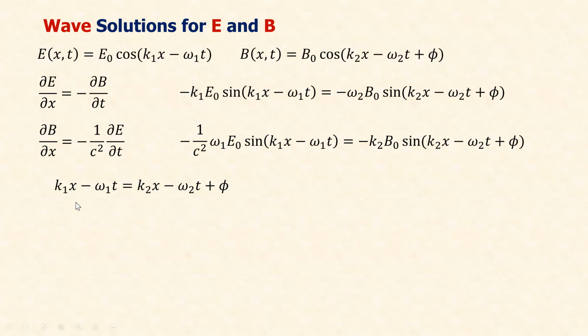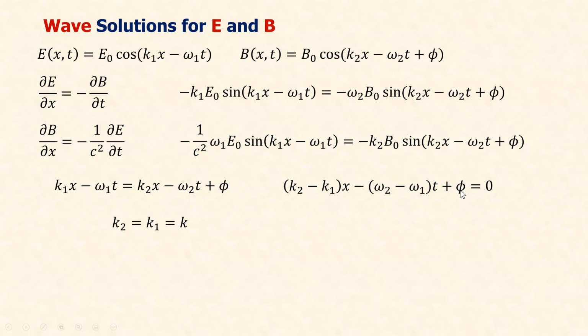Okay. And then if you collect all the terms of x and all the terms of t and separate phi, you bring all of these to the other side, and it becomes k2 minus k1 times x minus omega 2 minus omega 1 times t plus phi equal to 0. But again, these should be satisfied for all x and t. The only way this can be satisfied is that k2 and k1 should be the same, omega 2 and omega 1 should be the same independently, and phi should be 0.